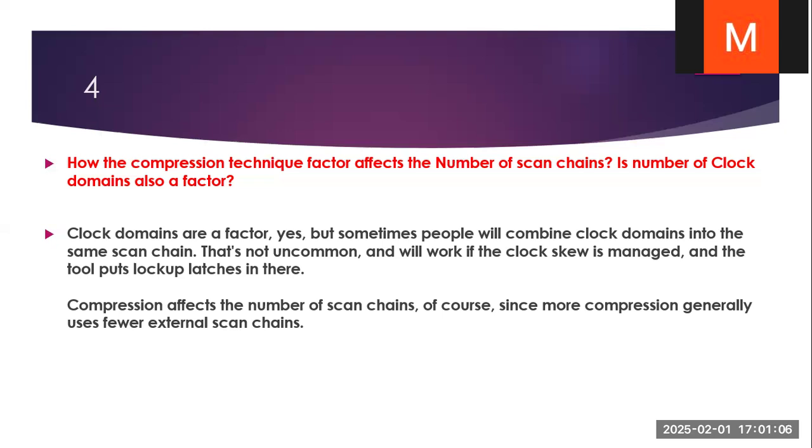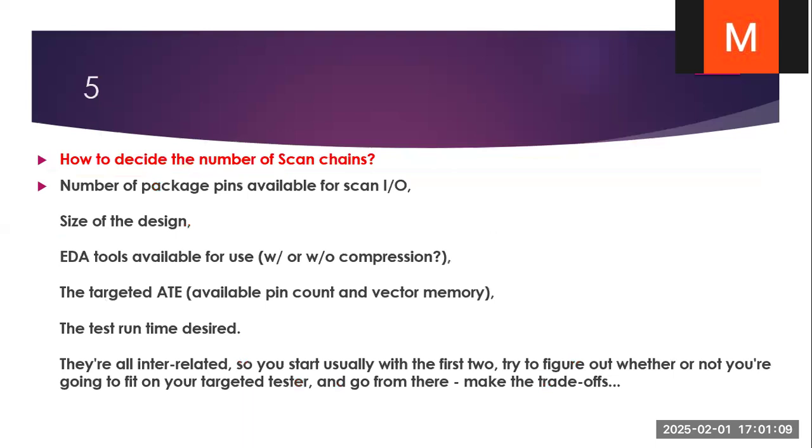Okay. My next question is, how to decide the number of scan chains? This is one of the important questions. The number of package pins available for scan IO and the size of the design, these two are the major factors. The EDA tool available for use, the targeted ATPG, and the test runtime desired are the secondary things, but the major things are the number of IO pins and the size of the design. They are all interrelated.